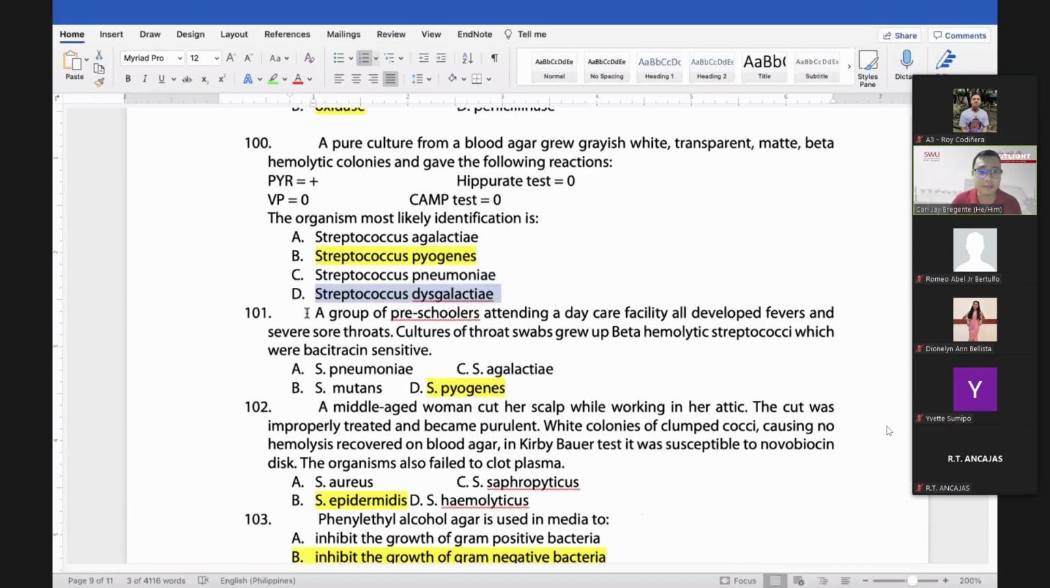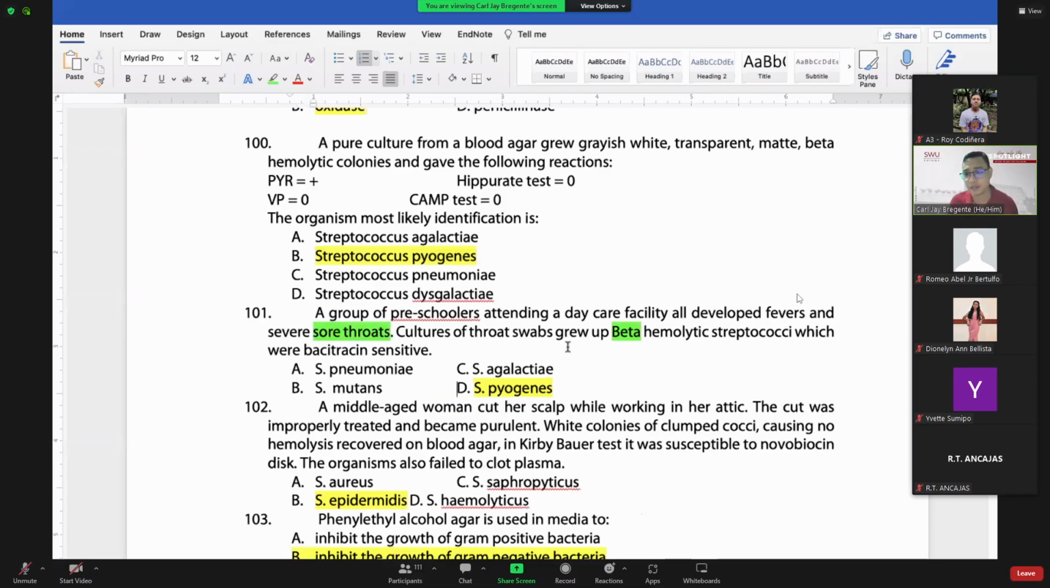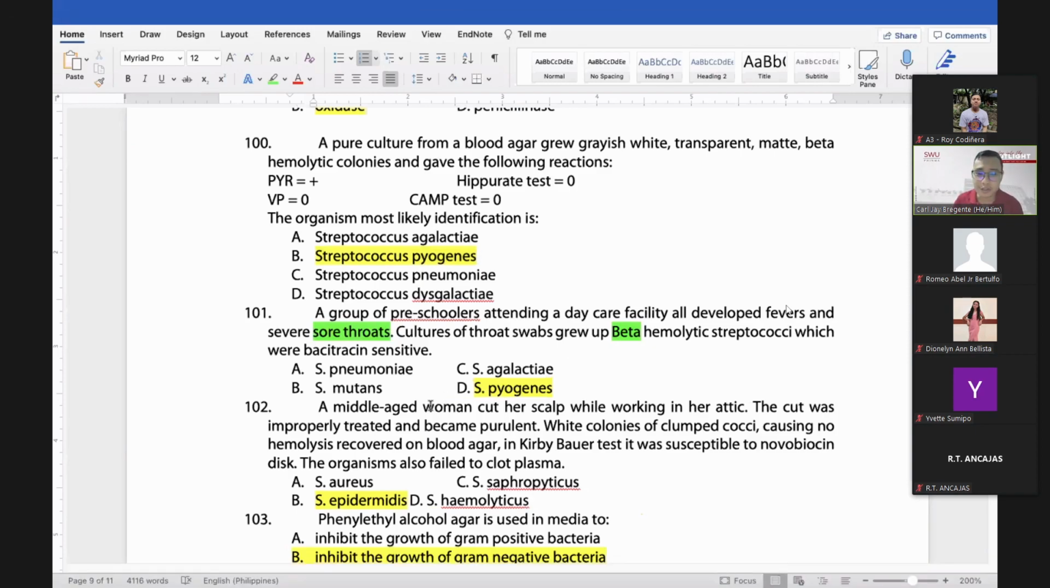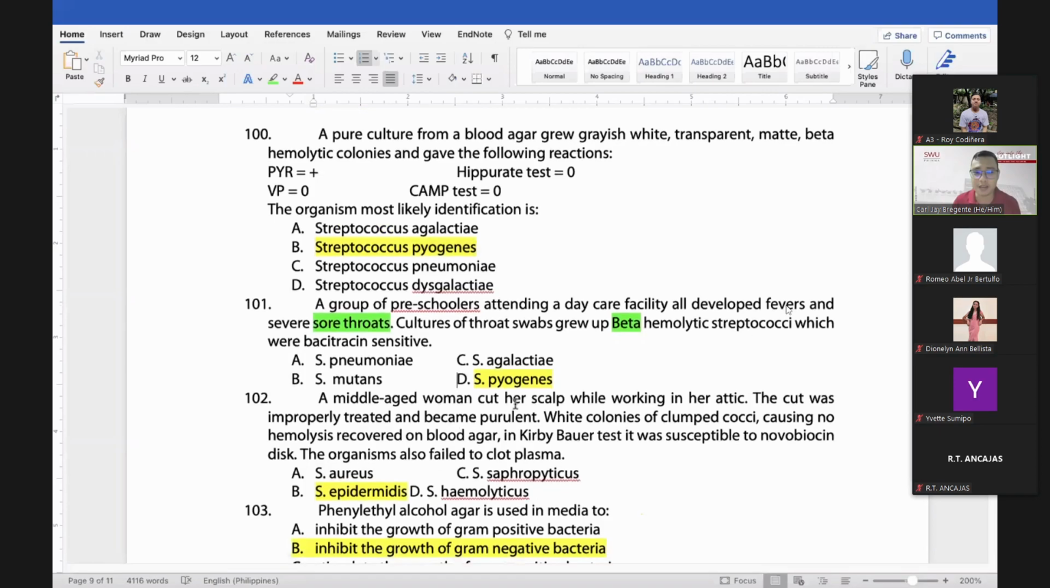Group 101, a preschooler attending develops fever, severe sore throat. So it's a beta hemolytic streptococci. Your clue here is sore throat and it's beta hemolytic. So the possible answer for this is your Streptococcus pyogenes, because siya man yung organism associated with pharyngitis.